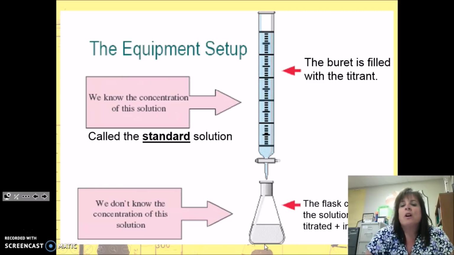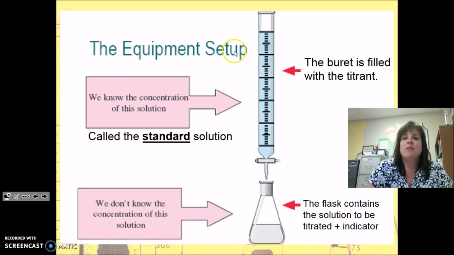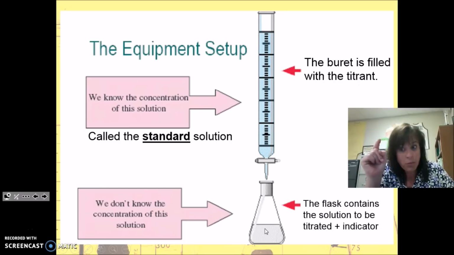The setup for our lab is we use a burette, and so here's our burette. We fill it with the thing we know the concentration of, the thing we call the standard solution. And in our flask, we have the solution that we don't know the concentration of, and it includes that plus an indicator. Now, I'm going to do this, and let's take a look at how we read the burette and how the pH changes as we titrate.